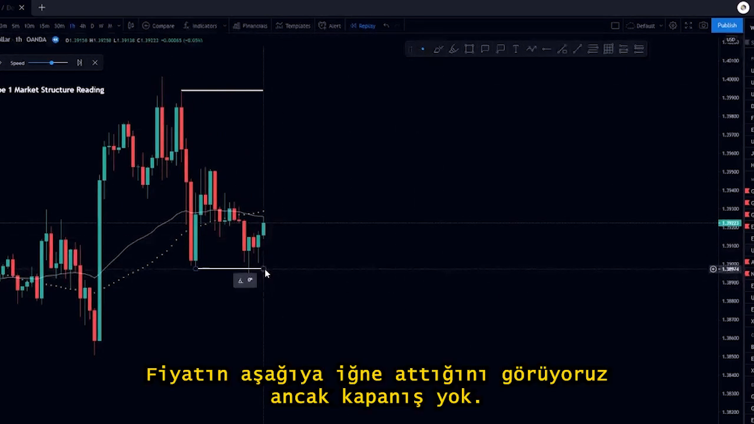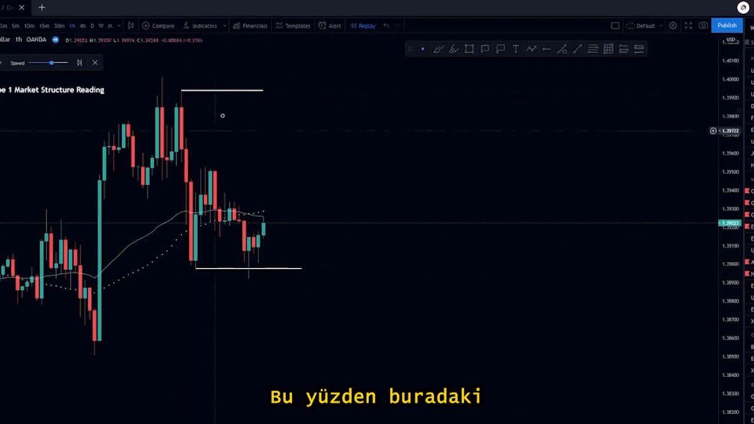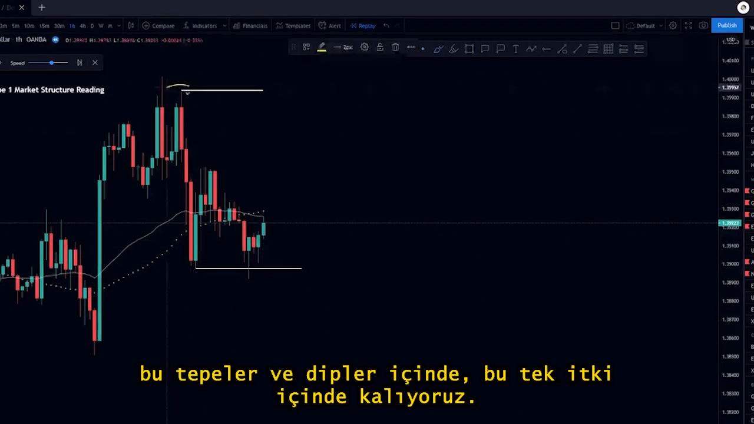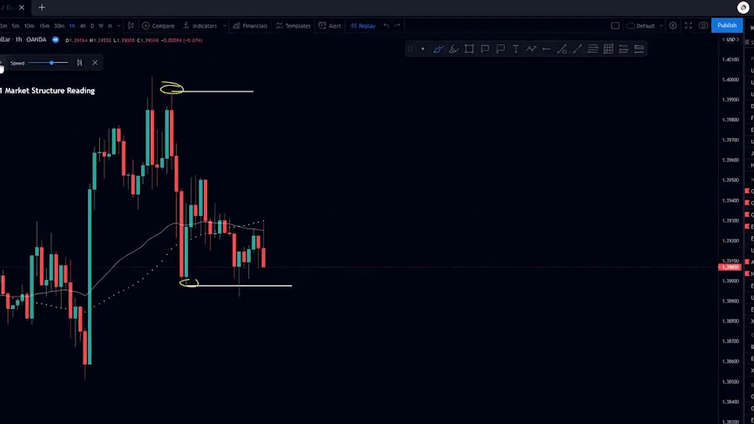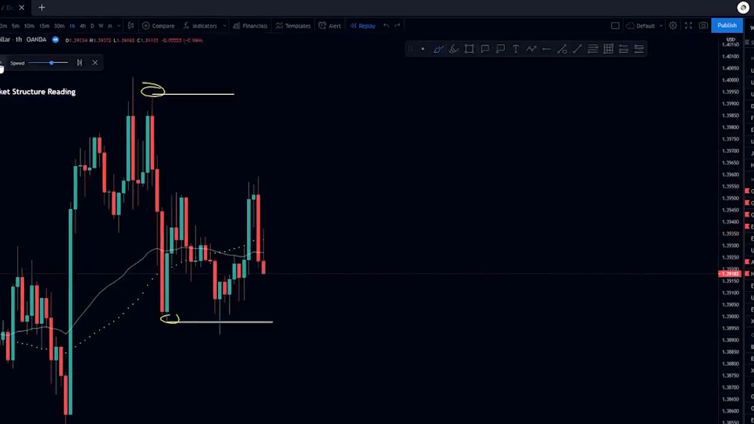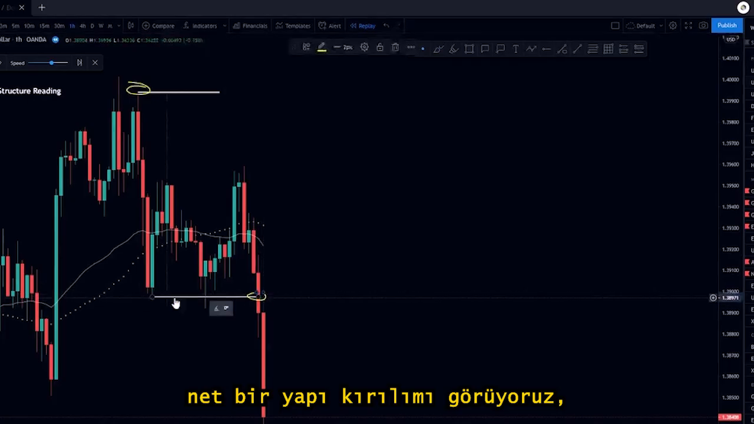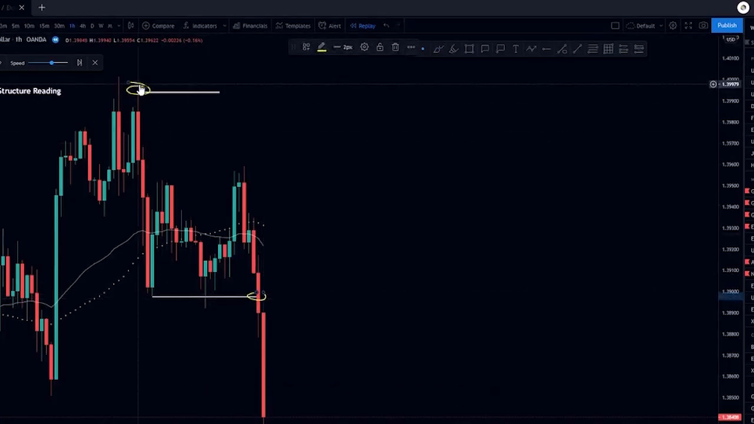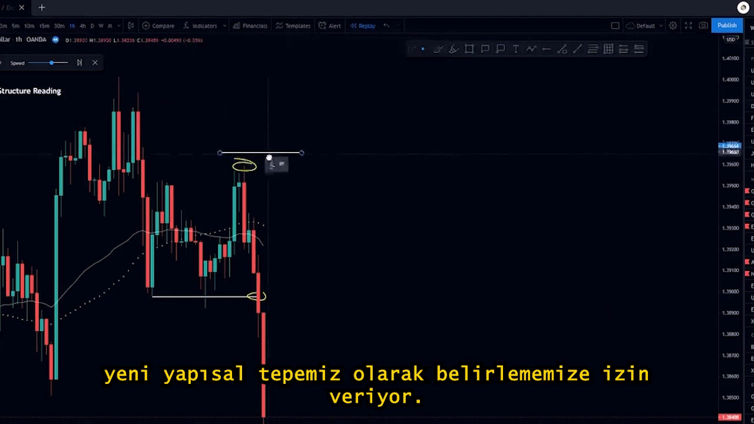Okay, so we see price spiking below, however not closing, so there's no break of structure here, so we remain within these highs and these lows within this one impulse here. Okay, so now we can see a clear break of structure with this one candle closing below our market structure, allowing us to identify this high as our new structural high.